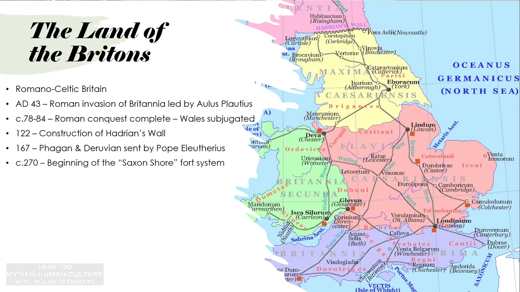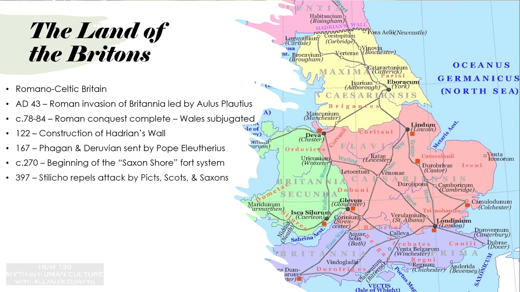Also, the Romans start to make defensive structures to kind of watch for incursions from Germanic tribes, particularly Saxons, coming over from the continent to the island. So around 270 AD, you've got the Saxon shore fort system being constructed. These are kind of watchtowers along the coast for this new problem. And the Saxons are going to remain a problem. As a matter of fact, ultimately, they're going to come in and take over the entire island, or most of the island.